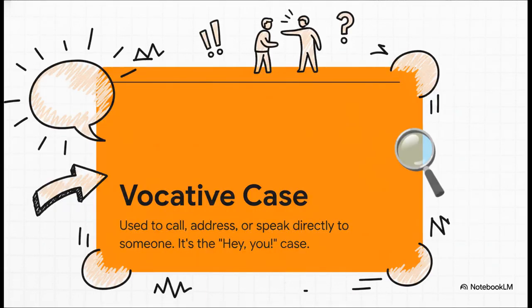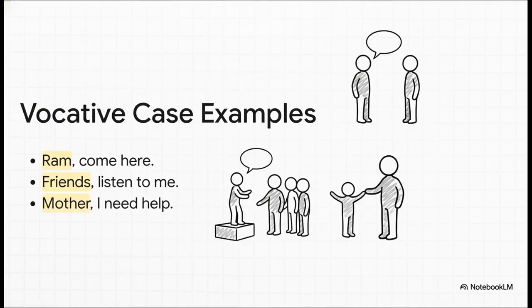And finally, our fifth role is the vocative case. This is basically the "hey you" case. It's the noun you use when you want to get someone's attention or speak directly to them. You can almost hear someone shouting it, can't you? "Ram, come here!" Or, "Friends, listen to me." That noun that's being called out, usually set off by a comma, is in the vocative case.